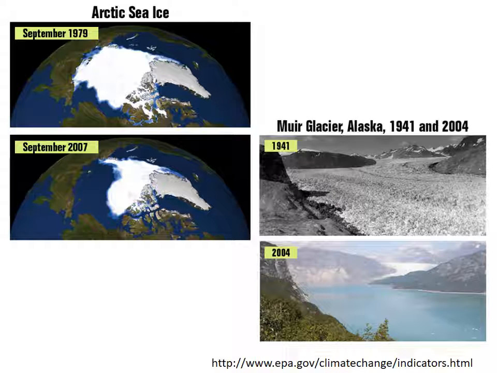This is looking at Arctic sea ice and the Muir Glacier. These pictures were taken, my understanding is, in the same season from the same locations. I want to see if I have what season in my notes. Of course not. If you want to know the season, I can look it up for you. I have it somewhere.